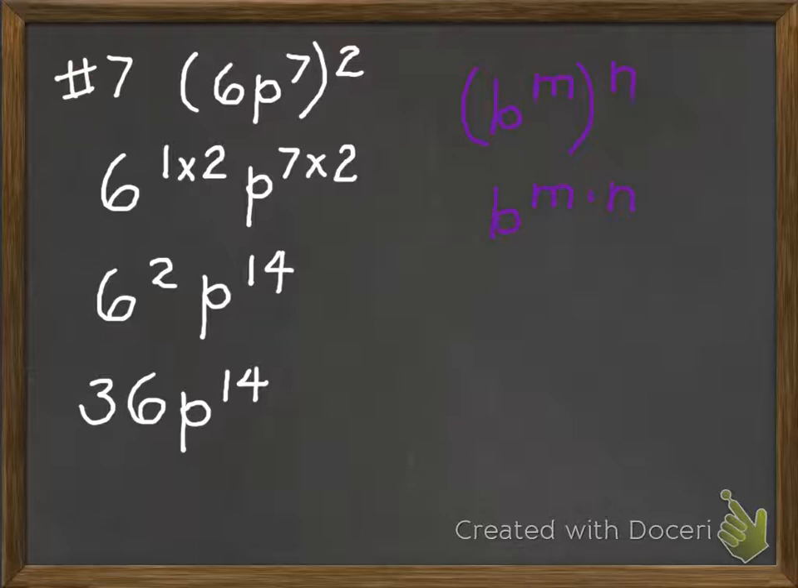That is b to the power of m times n. We multiply the exponents. So with the product rule, we added the exponents. With the power rule, we're multiplying the exponents. So we multiply the 1 on the 6 times the 2, and we multiply the 7 on the p times the 2. So that gives us 6 to the power of 2 times p to the power of 14. 6 to the power of 2 is 6 times 6, which is 36, p to the power of 14.